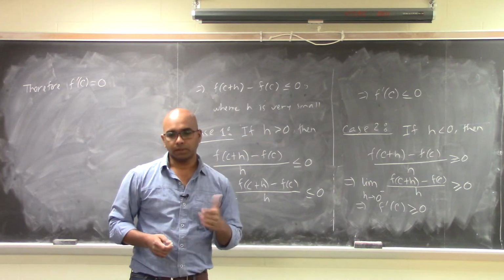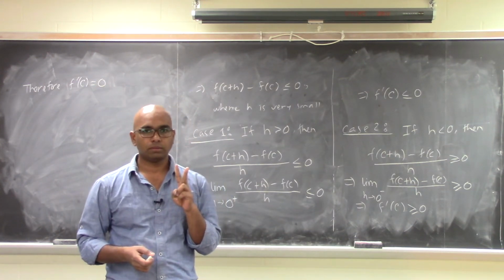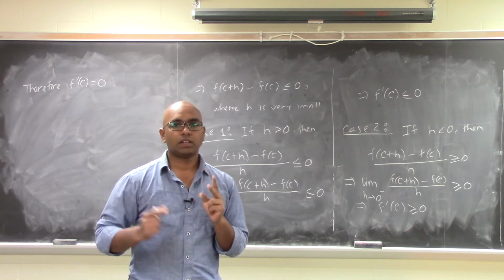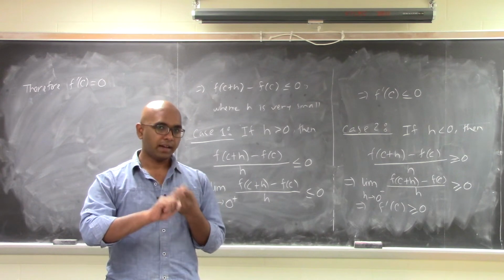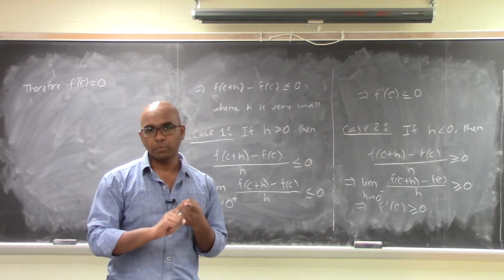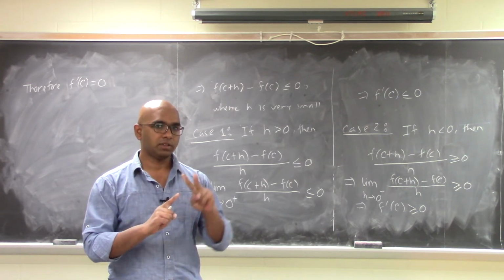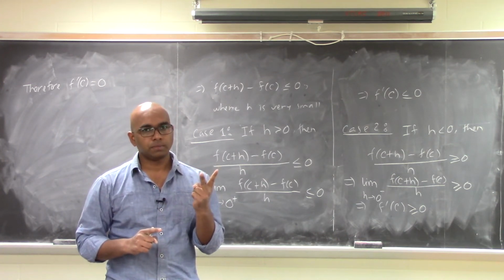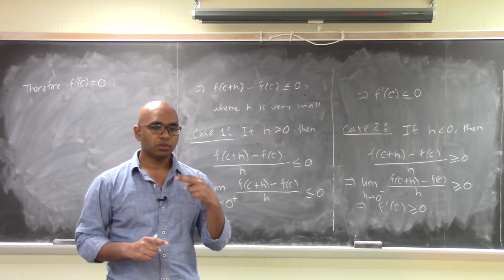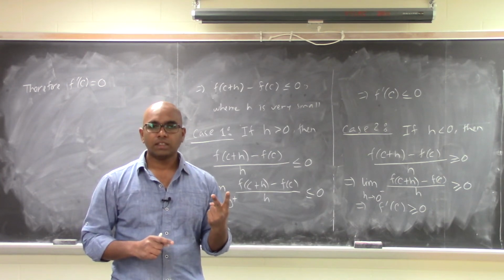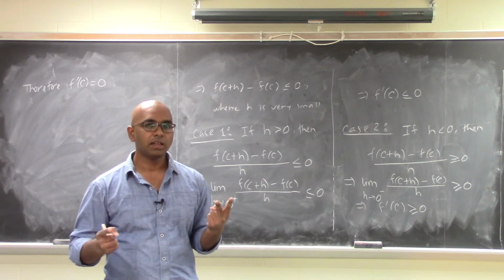So what did Fermat say? Fermat said if two things happen, then a third thing will happen. What are the two things? Your function has to have a local extrema at c, and then your function has to be differentiable at c. Those are the two conditions, those are two hypotheses. So Fermat says if those two hypotheses are satisfied, then you will have the conclusion. What is the conclusion? It says then f prime of c equals 0.